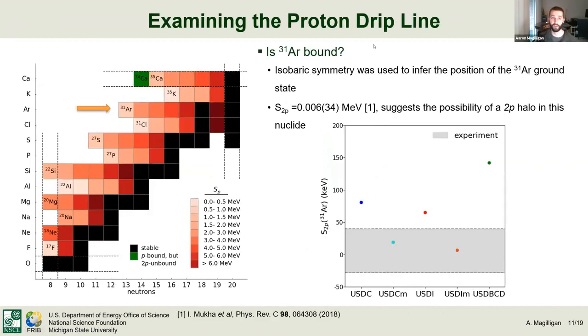Looking now at the proton drip line, so the other side of the shell, we are going to look at 2 nuclei. The first is argon-31. A couple years ago, there was an experiment to measure the 2 proton separation energy of argon-31, and they were able to extract a value that is consistent with 0, but our new interactions agree fairly well with this recent experiment, with a great improvement compared to USDB-CD.